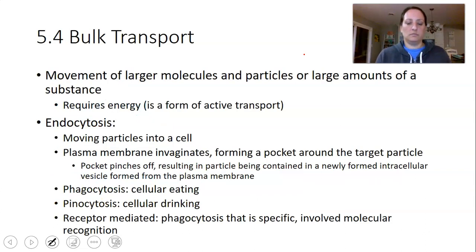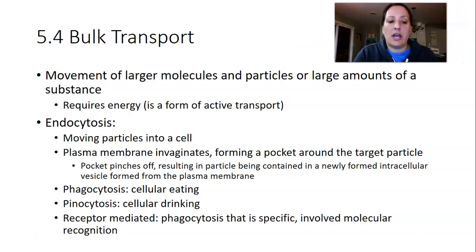Okay, we're real close to being done here. So the last part of the chapter, transport. Instead of just transporting 1 or 2 molecules, what if we want to transport a lot of molecules all at the same time, or a large amount of fluid, or large things like whole bacterial cells? How are we going to move that kind of stuff across a membrane? That's going to be brought in or brought out via bulk transport.